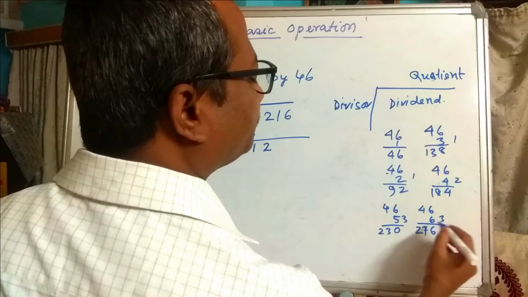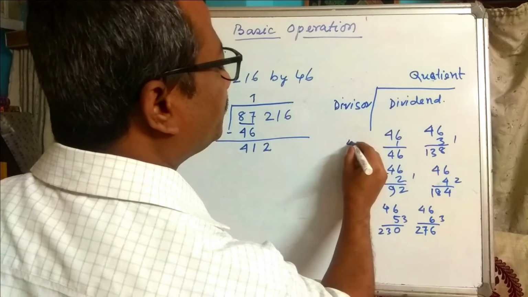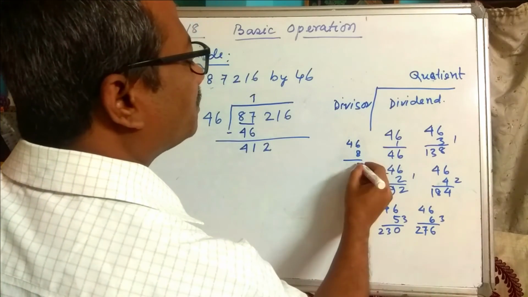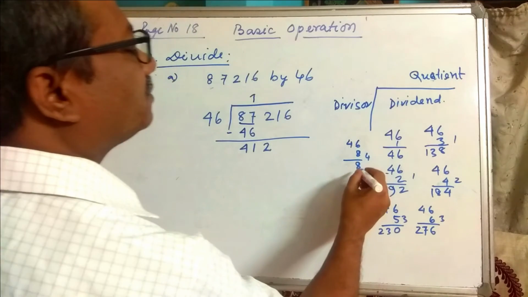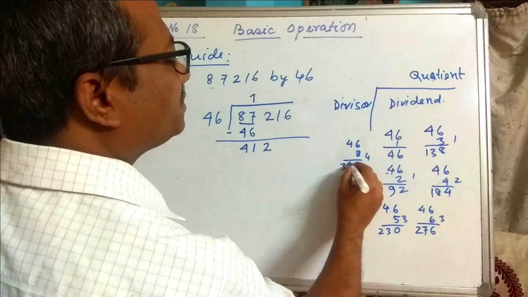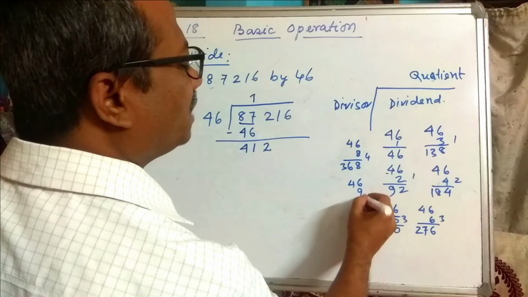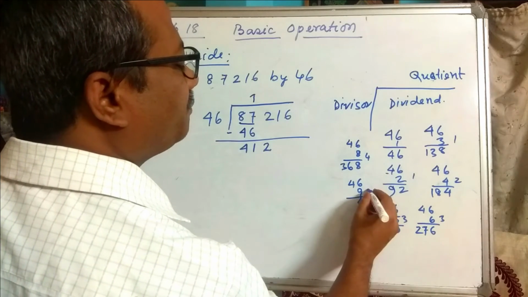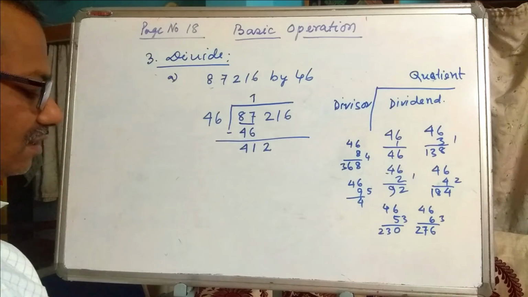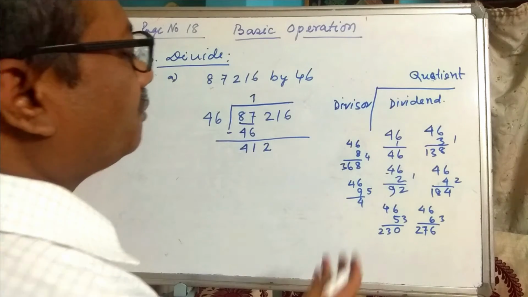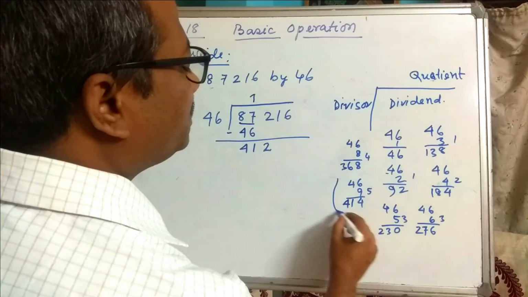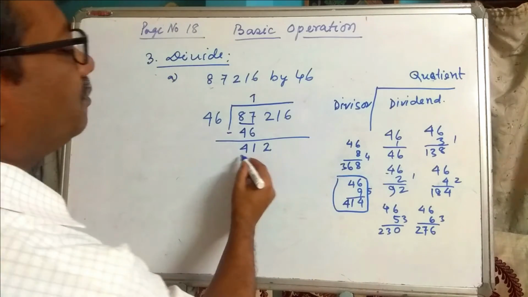27. Now 46, if we continue in this way, 46 8s are 8 6s are 48, 8 and 4 left, 8 4s are 32, 32 and 4 is 36. 46 into 9, 6 9s are 54, 5 left, 9 4s are 36, 37, 38, 39, 40, 41. So it is 414. This number is greater than 412.